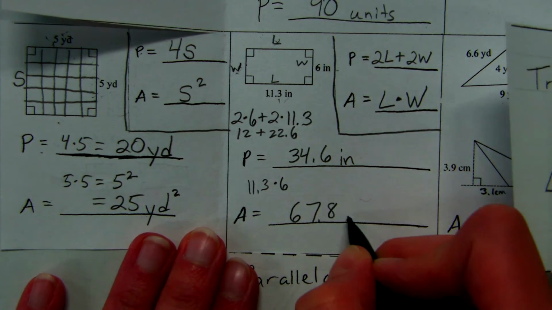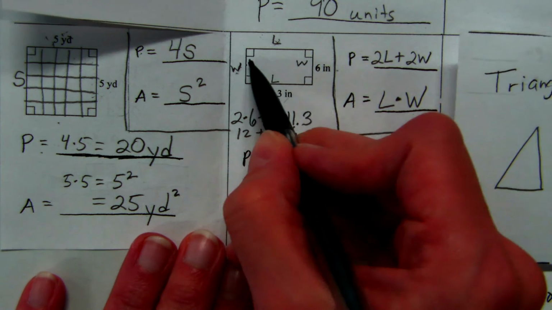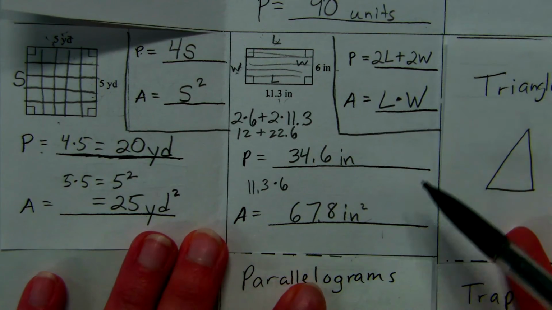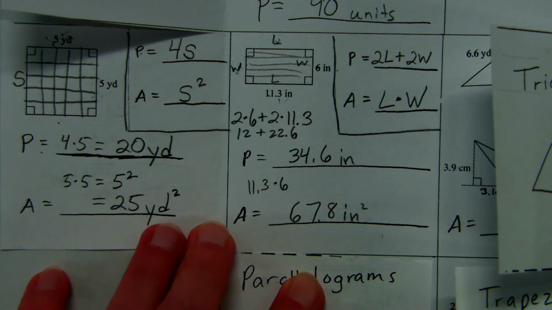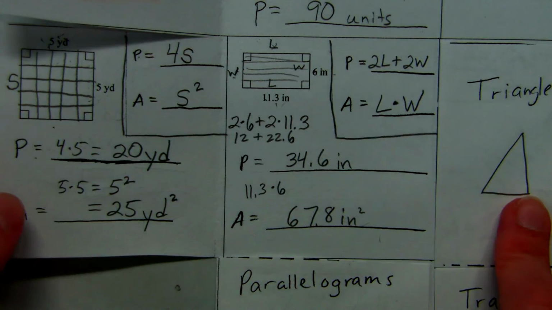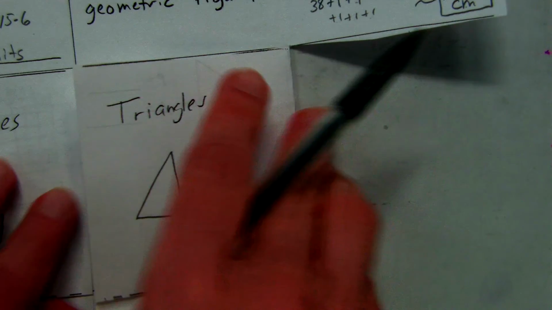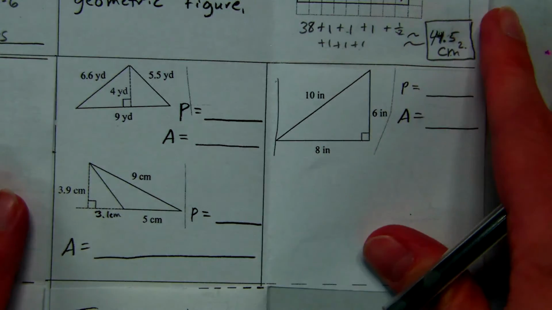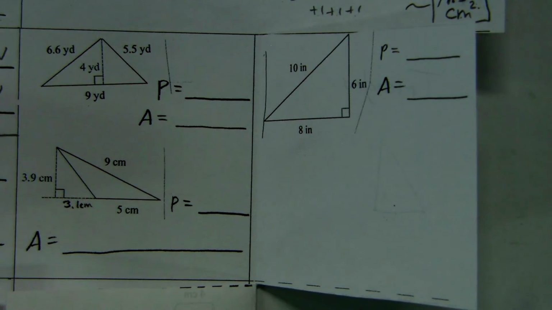67.8. And then when I label this, remember that we're measuring this in little squares. Like theoretically, I could have divided this up into little squares. And so we're looking at square inches. How many squares fit on the inside? Okay? So that's pretty simple. Okay. So now we're going to look at triangles.